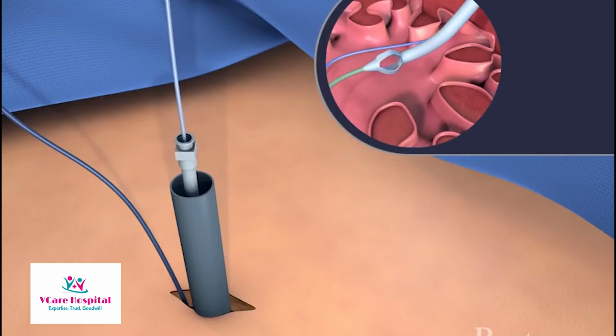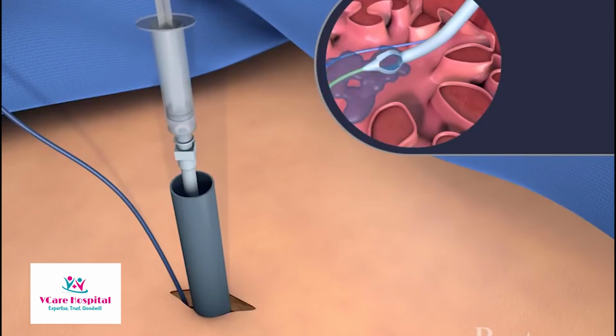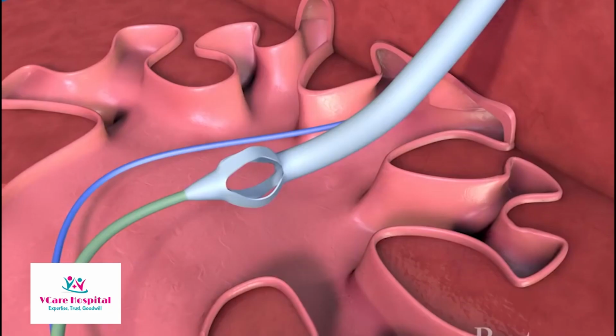Remove the stiff working wire from the catheter. Using the syringe, inject contrast through the catheter to confirm its proper placement on X-ray. Remove the renal sheath and the remaining guide wire to complete the procedure.